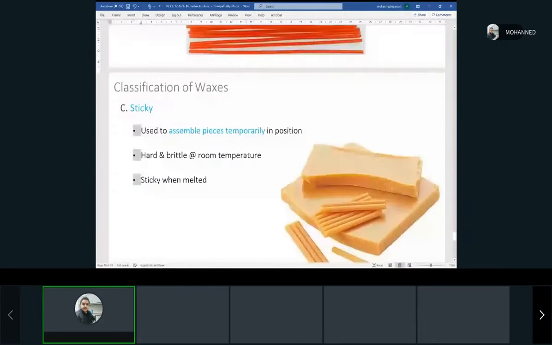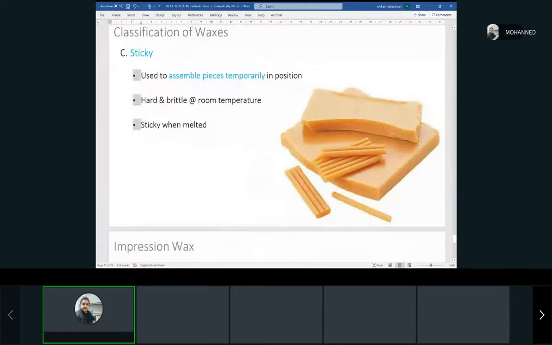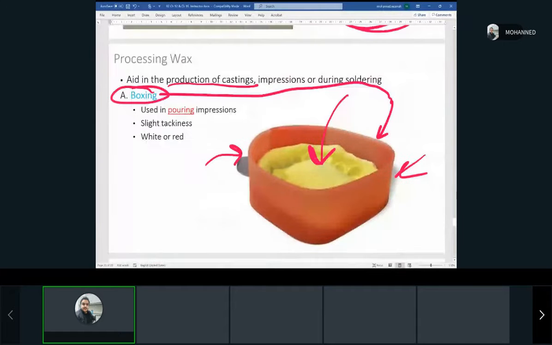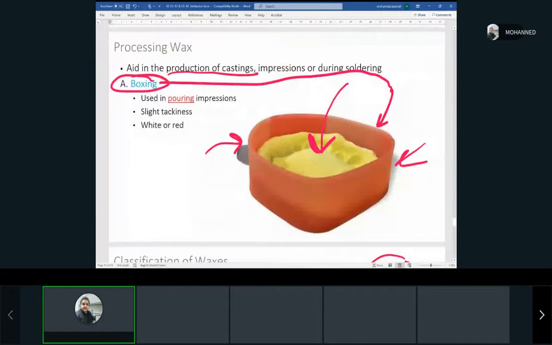And then you have the sticky one. And from the name, it's used to reassemble pieces temporarily in position. So it can be definitely hard at room temperature and sticky when it's melted. And a lot of times these are used in the lab, not in the office. Well, sometimes maybe if you need to. But again, most probably the only wax you'll see used in the office is the utility wax. Maybe people use boxing wax to pour, but I don't think so much.